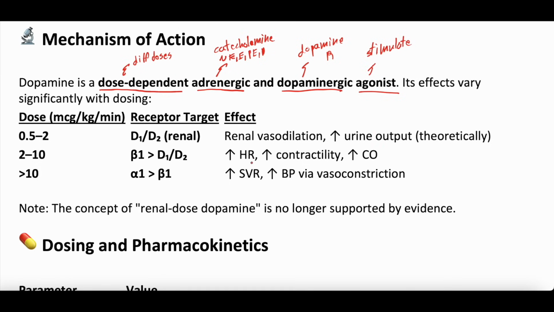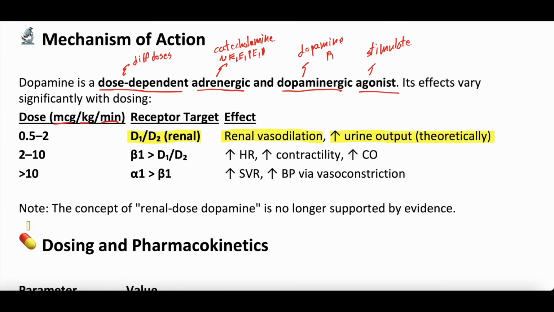So going into its mechanism of action a little bit more, there's some dose-dependent nature to this, right? We kind of talked about that a little bit. And these doses are in micrograms per kilogram per minute. At 0.5 to 2 micrograms per kilogram per minute, it tends to act on dopaminergic receptors, D1 and D2. These are primarily in the kidneys, and it causes some renal-based vasodilation and theoretically increased urine output.